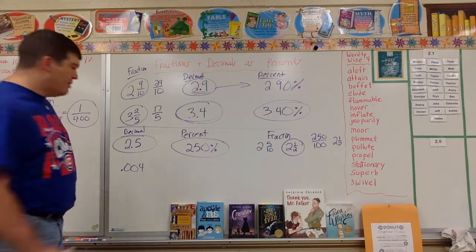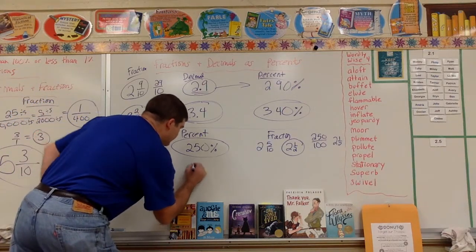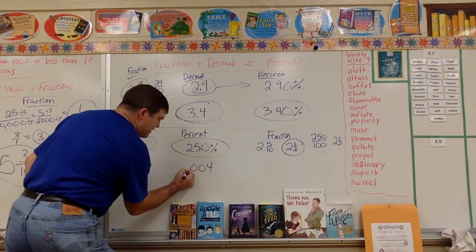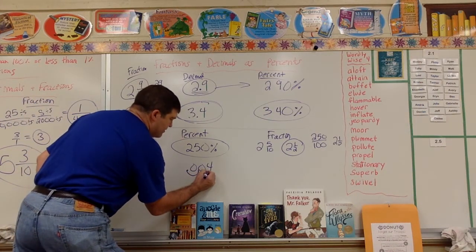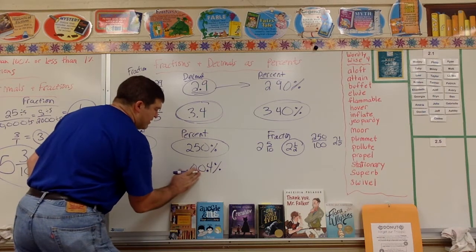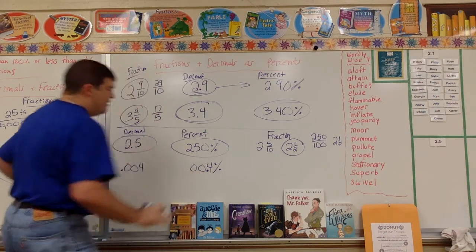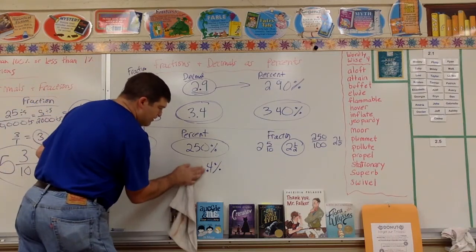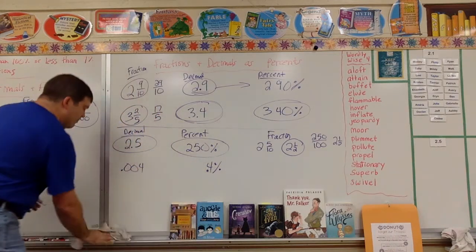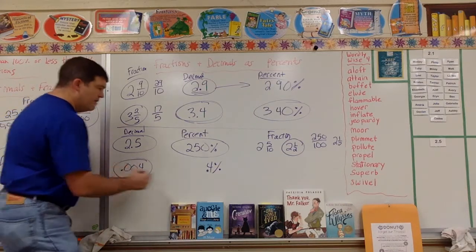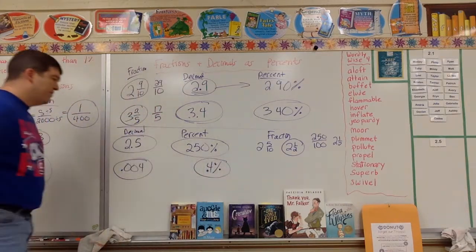Okay, this one, 0.004, very small number, 0.004, and I want a percent, so I got to take it 2 over 1. 2 goes right there, and I got that back, and I get rid of this. I don't really need those zeros. 0.4. Okay, 0.4%. So 0.004 as a decimal is 0.4%.